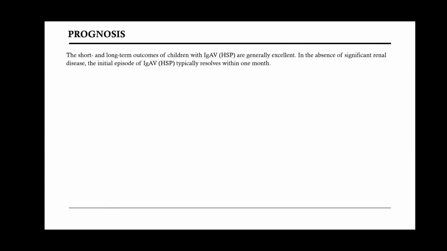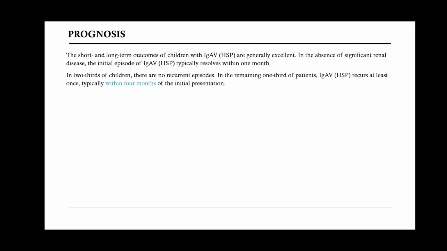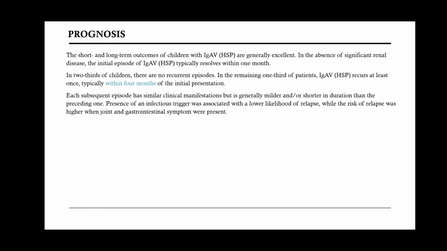So as for the prognosis, the short and long-term outcomes of children with IgA vasculitis HSP are generally excellent. In the absence of significant renal disease, the initial episode of IgA vasculitis typically resolves within 1 month. In 2/3 of children, there are no recurrent episodes. In the remaining 1/3 of patients, IgA vasculitis Henoch Schonlein Purpura HSP recurs at least once, typically within 4 months of the initial presentation. Each subsequent episode has similar clinical manifestations but is generally milder and/or shorter in duration than the preceding one.